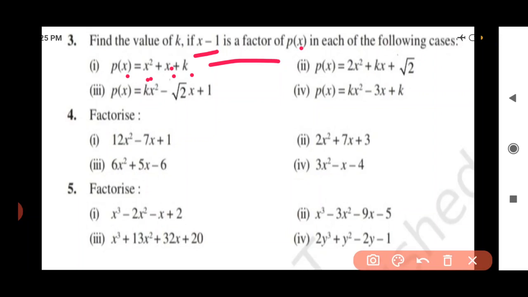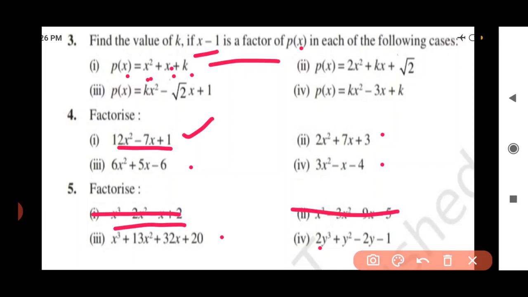The remaining sums are homework. Sum number 4, factorize. Solve the sums using the splitting middle term method. The first sum is already solved. So sum number 2, sum number 3 and sum number 4 are homework. Refer to example 13. Sum number 5, factorize. The given polynomials are cubic polynomials, so refer to example number 15. Sum number 1 and sum number 2 are already solved.